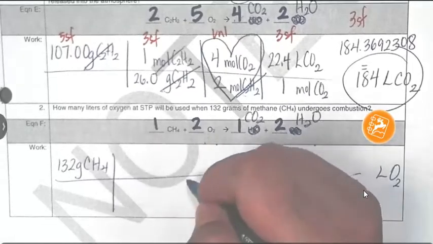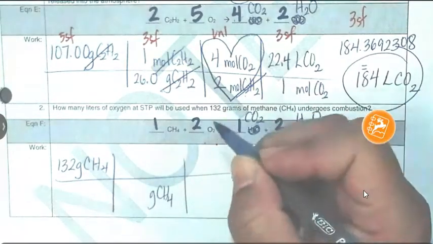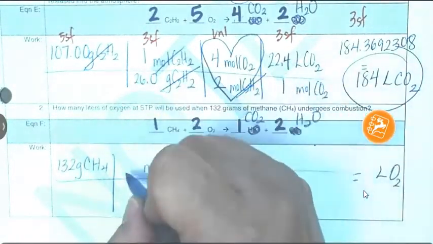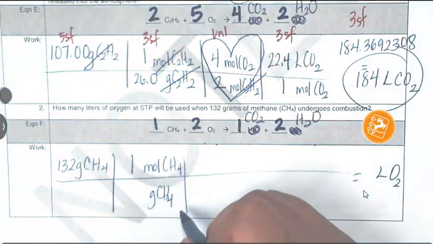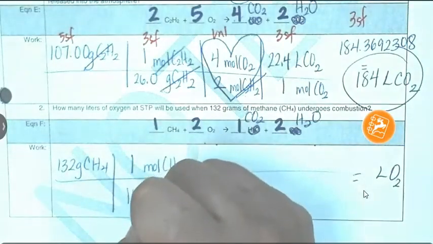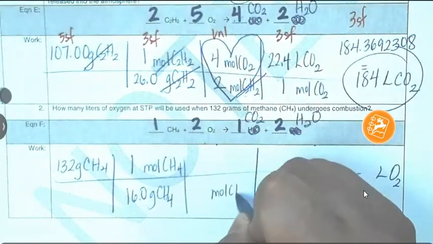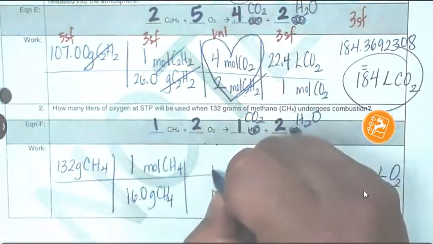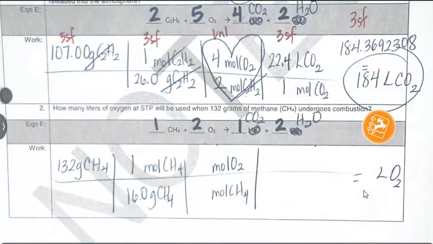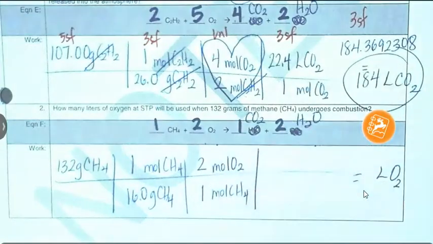So now I need to cancel out grams of CH4. That's molar mass. Mole of CH4 on top. 1 goes with the mole. Molar mass of CH4. 12 plus 4 is 16.0. Next thing is the mole-to-mole ratio. Mole of CH4 cancels down here. Mole of O2 goes up here. CH4 is 1. O2 is 2.